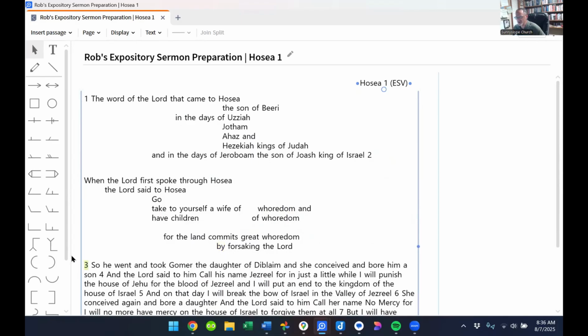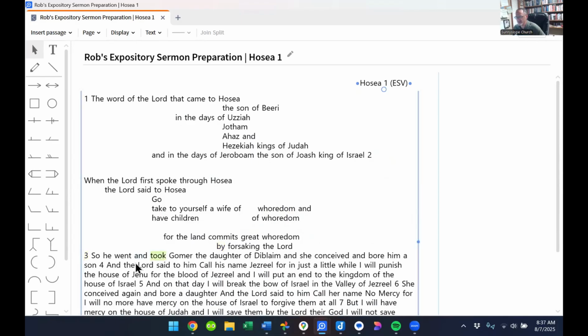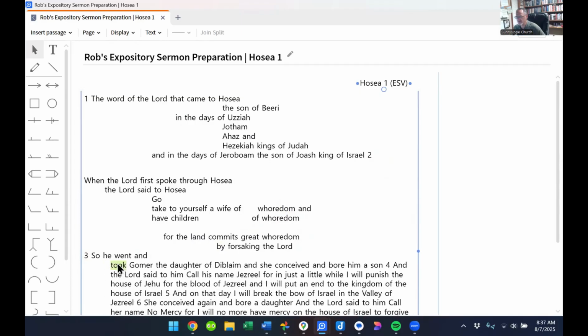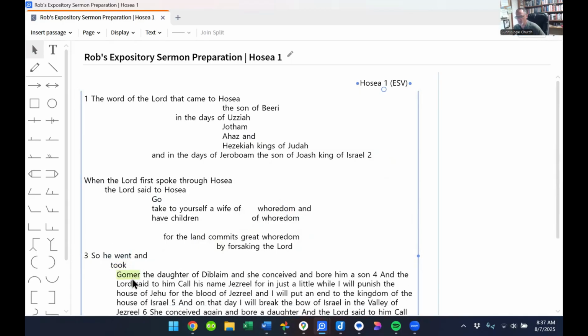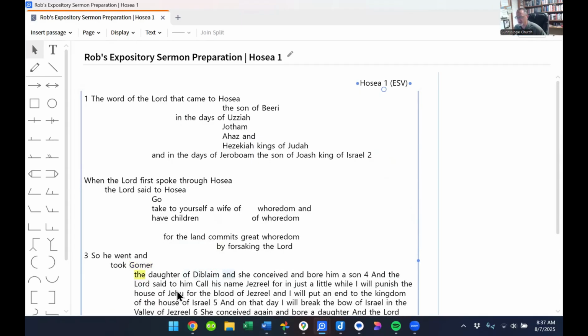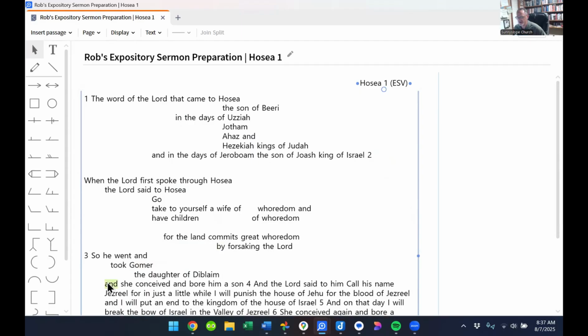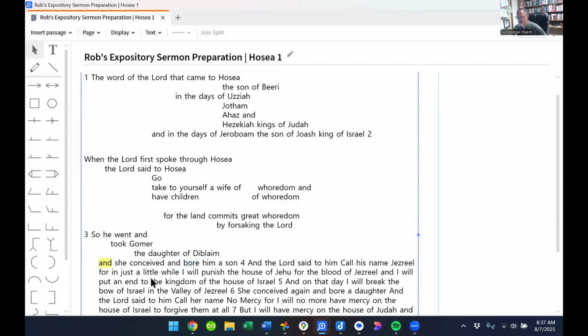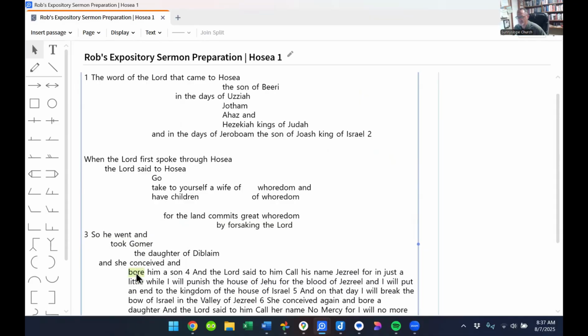We're back to a narrative portion again. So he went and we're going to put went and took because that matches up with go and take. So it's just emphasizing that idea of obedience. When the same word is given in the command followed by the obedience, that just is a way of saying instructions were followed exactly. And he took, we can keep this up here, Gomer. And who is Gomer? Well, the daughter of Diblaim. He went and took, and she conceived and bore him a son.